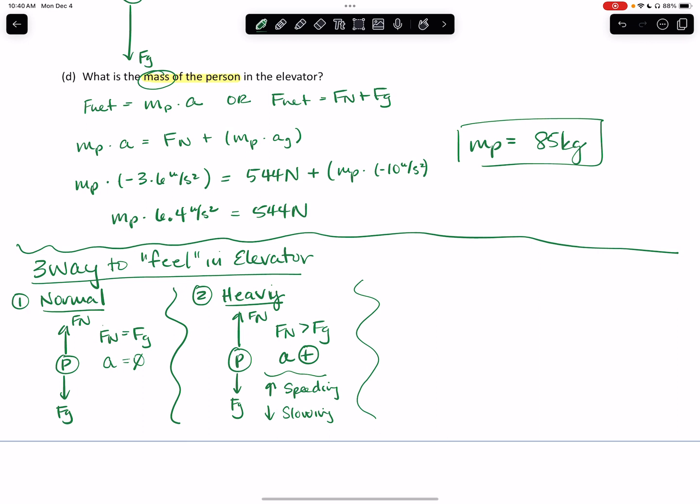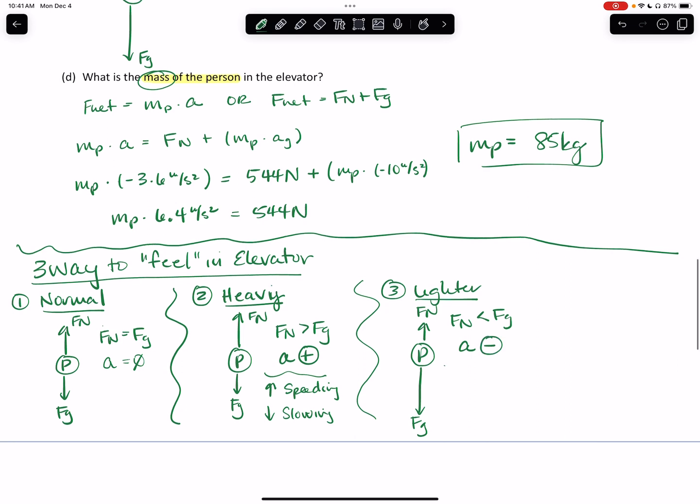And the third choice is you feel lighter. This is going to happen if your normal force is less than your gravitational force. That's going to make your acceleration value negative because of the way the forces are pointing. If you're moving up, you'll be slowing, and if you're moving down, you'll be speeding up.